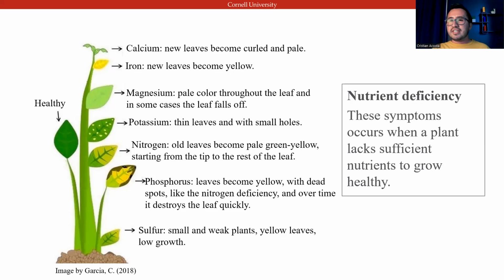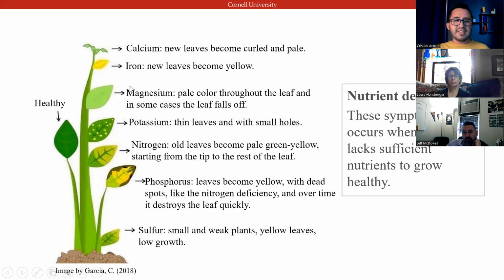So have you seen something like this in your plants at some point when you wanted to grow something? Some kind of colors or shapes, different shapes and colors, and the plant just starts growing in a different way than we want.